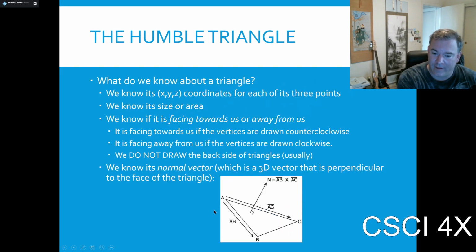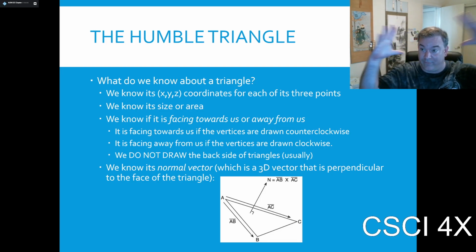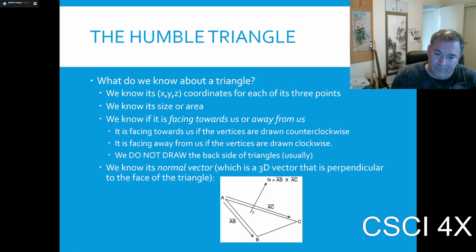So every triangle has a couple things we know about it. First of all, we know its size, because we have the x, y, and z coordinates, so we can figure out how big it is. We can tell if it's facing towards us or away from us. If the points are drawn counterclockwise, it's towards us. If they're drawn clockwise, it's away from us. And we backface cull the ones facing away from us. Doubles our frame rate. Easy.